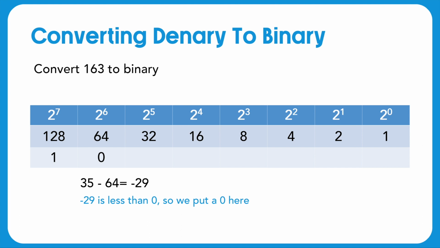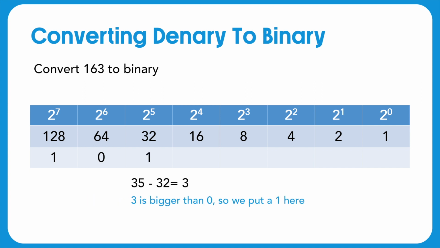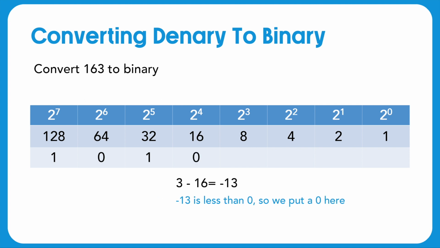As minus 29 is less than 0, we put a 0 under the 64 column and keep carrying the 35 forward. We're now under the column 32, so we subtract 32 from 35, which gives us 3. As 3 is bigger than 0, we put a 1 under the 32 and carry the 3 forward. We're now under the 16 column. We subtract 16 from 3, which gives us minus 13. Minus 13 is less than 0, so we put a 0 under the 16 column and carry the 3 forward.